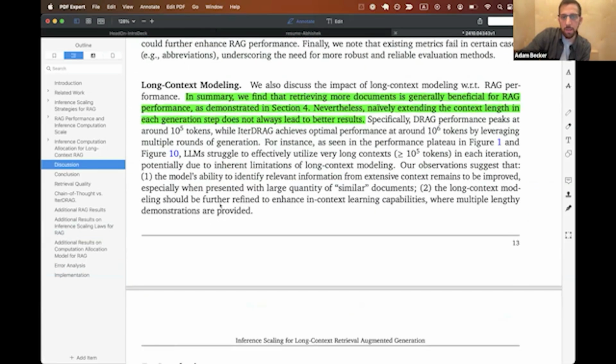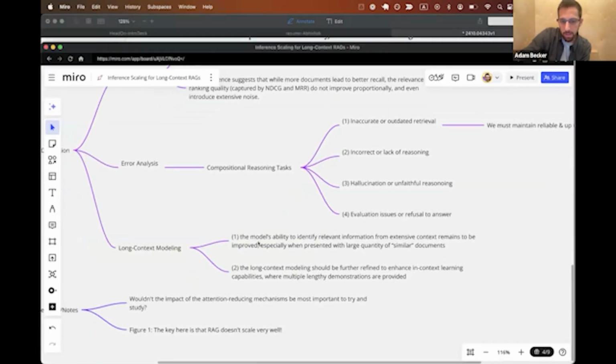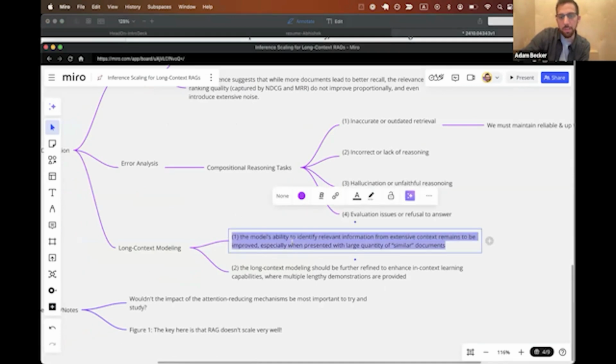Long context modeling. We find that retrieving more documents is generally beneficial for RAG performance. Nevertheless, naively extending the context length in each generation step does not always lead to better results. I think I have another thing here. The model's ability to identify relevant information from extensive context remains to be improved, especially when presented with a large quantity of similar documents.